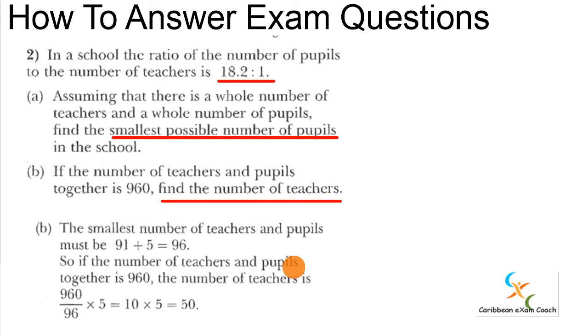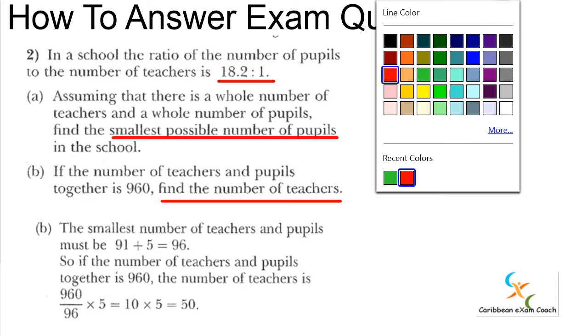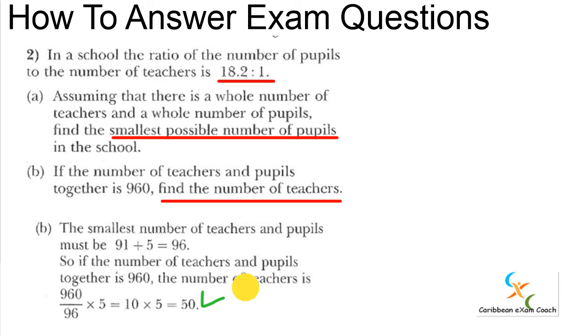So if the number of teachers and pupils together is 960, the number of teachers is 960 over 96 multiplied by 5, which gives you 10 multiplied by 5, and the answer is 50. 50. Did you get that?